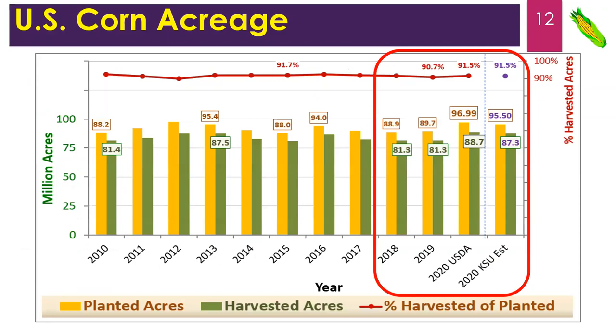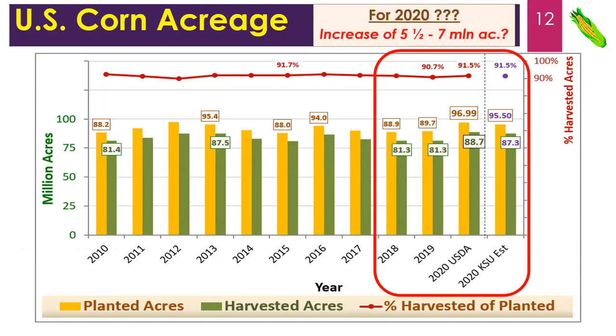So what we talked about last time really hasn't changed much in terms of acreage. I know that was our big issue last time, wondering where things were going. Well, in 2 weeks, we'll find out, at least what the USDA numbers are in that acreage report. As of right now, still wondering about the increase from 2019 to 2020 in planted acres.